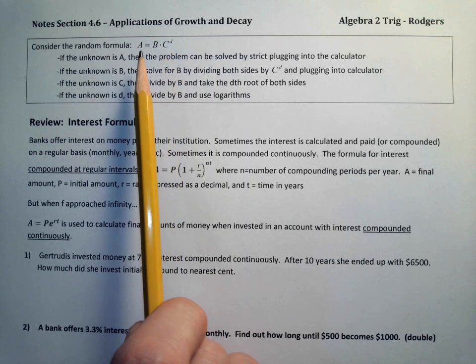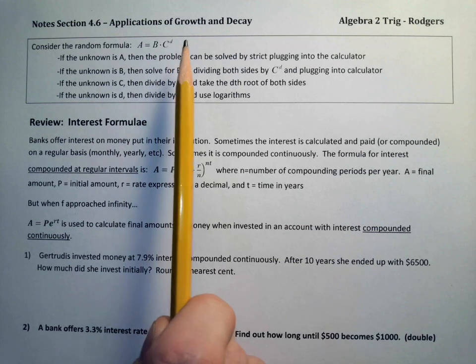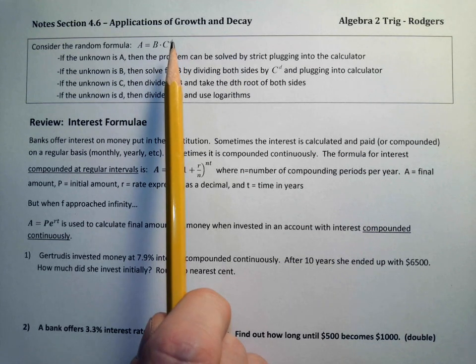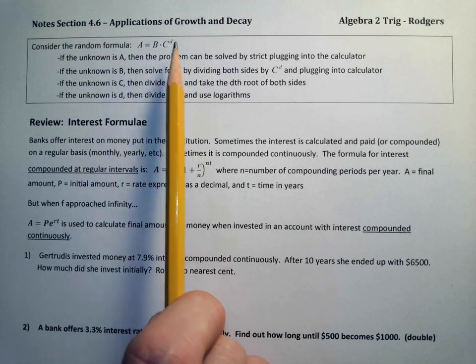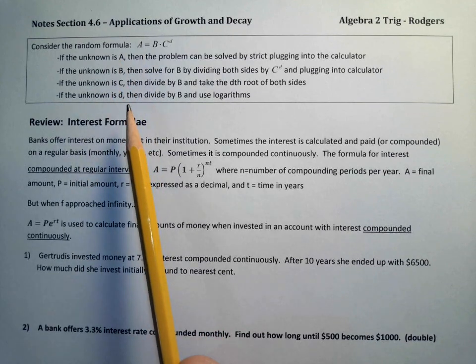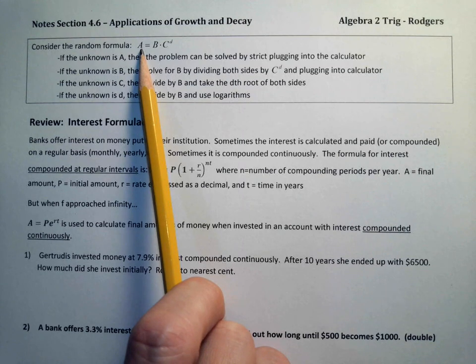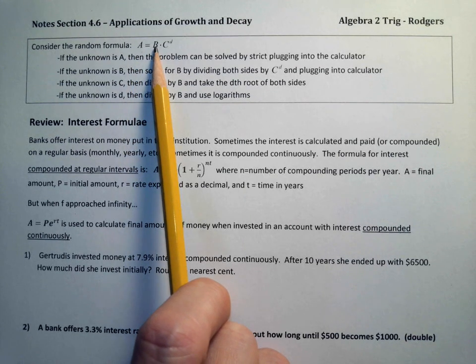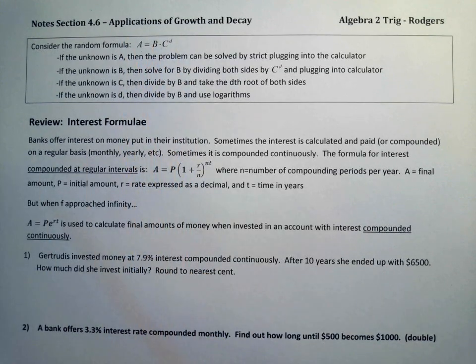They're going to be in the form A is equal to B times C raised to some power D. And based on what we're looking for, where the unknown is in this equation, we'll have a couple of different approaches. So if the unknown is A, it's already isolated, so that's great. We simply plug B, C, and D into our calculators, and we get our answer.